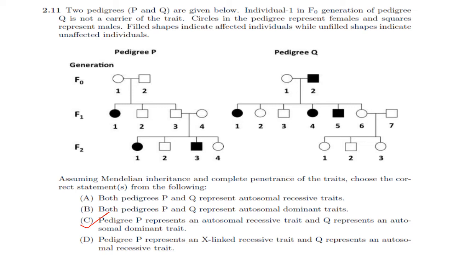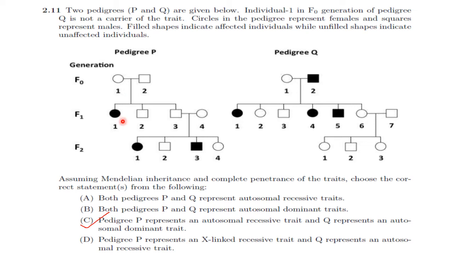So if you see pedigree P, we can see that unaffected parents have got an affected child. So it must be somehow related to a heterozygous condition for the parents. That is, the parents' genotype will be heterozygous. Suppose capital A is for the dominant trait and small a for the recessive trait. If the dominant trait was causing the disease, then heterozygous parents would also have been affected with the disease.